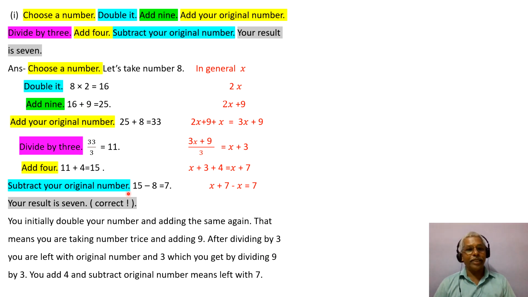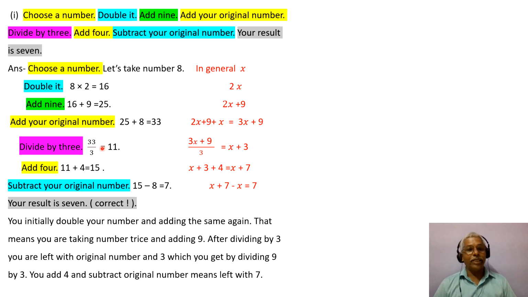After dividing by 3 at this stage, you are left with the original number. You are taking the number 3 times and again dividing by 3, so you are left with the same number. And the 9, which you again divide by 3, leaves you with 3. So after dividing by 3 you are left with the original number and 3, which you get by dividing 9 by 3. Very simple explanation.